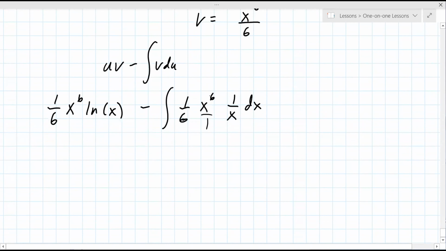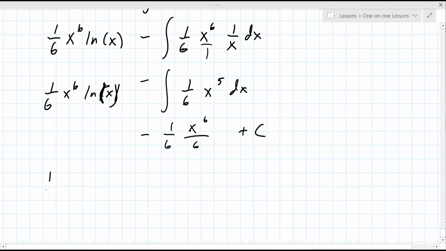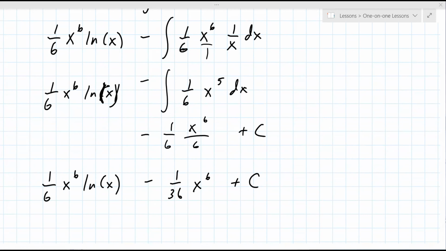This x cancels with one of these. This becomes minus the integral 1 over 6 x to the 5th dx. And you can integrate that. Actually, that's absolute value of x. No, I guess not. So this is just power rule again. So this is minus 1/6 x to the 6 over 6 plus c. So we're down to natural log of x minus 1 over 36 x to the 6th plus c.